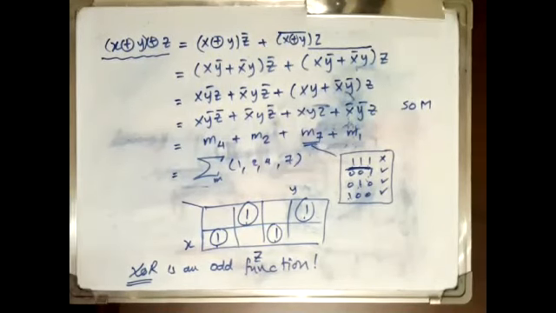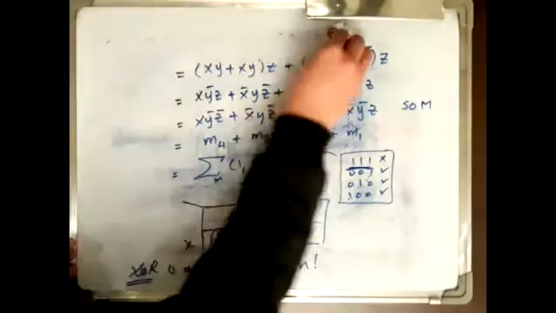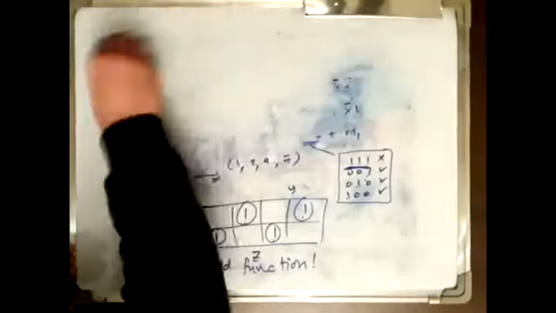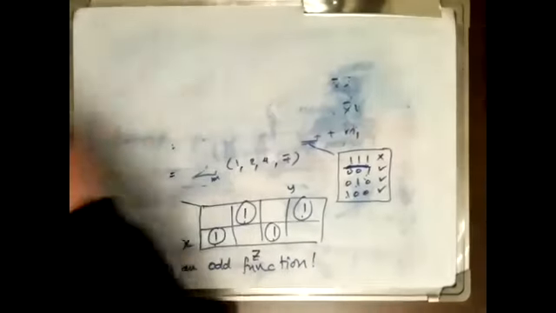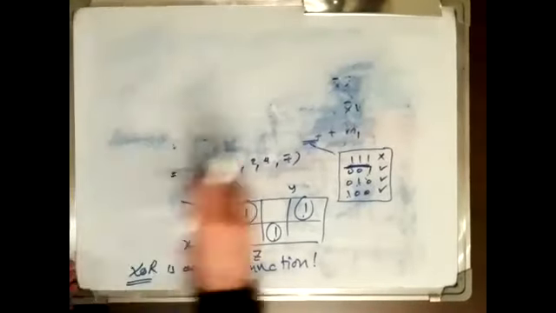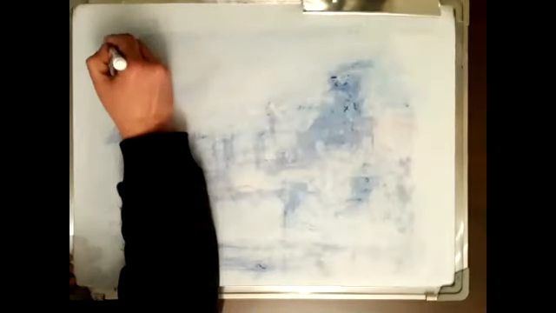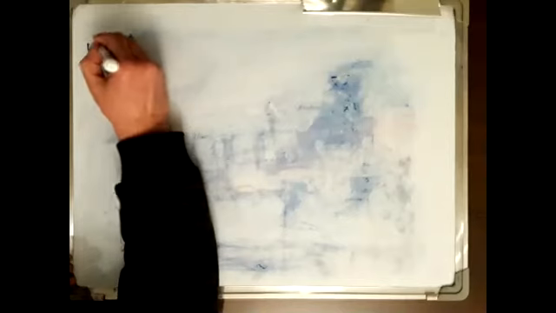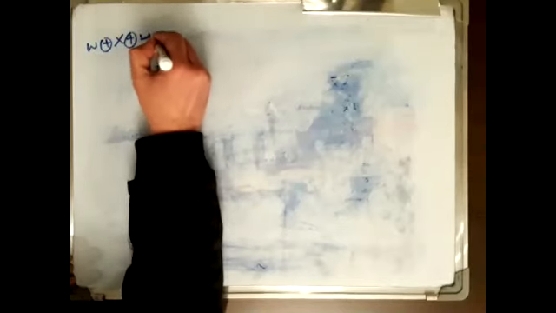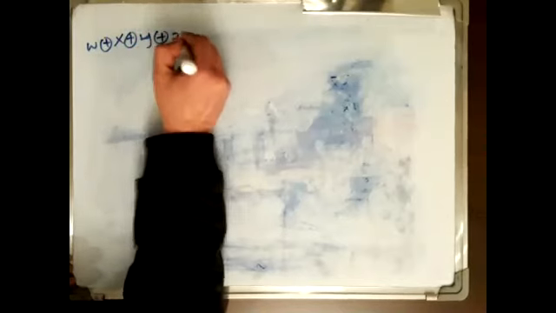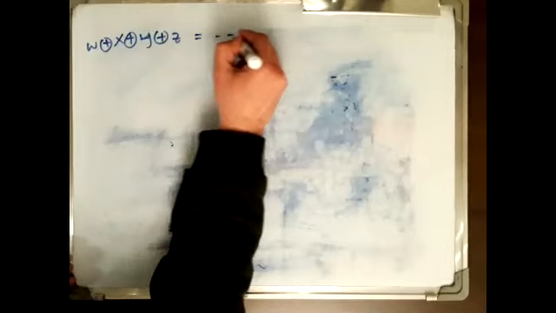All right. So now, if I want to do it with four variables, it will be the same. For example, if I have W exclusive OR with X, exclusive OR with Y, exclusive OR with Z, I can do the same.